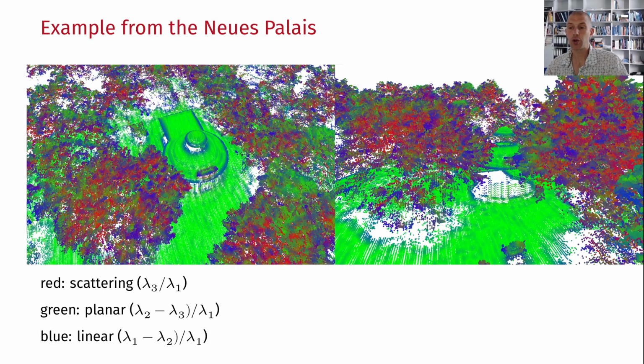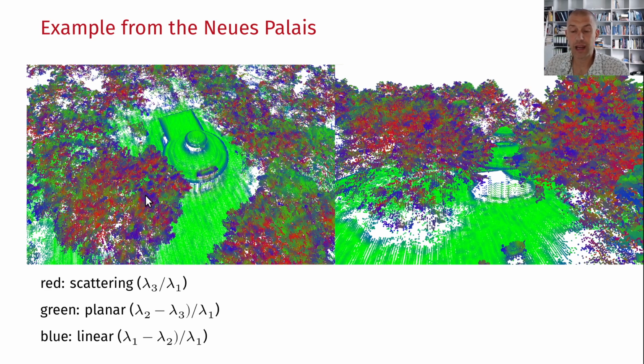I'd like to show you an example here of the Castle Neues Palais in Potsdam, where you can clearly see that there is a building in the center of the image that is surrounded by trees. So these are two different views. One is from more the top, one is from more towards the side. And I would like to draw your attention to the colors, because the colors show you that decomposition that has occurred, the eigenvalue decomposition. So this is calculated for 500 neighbors here.